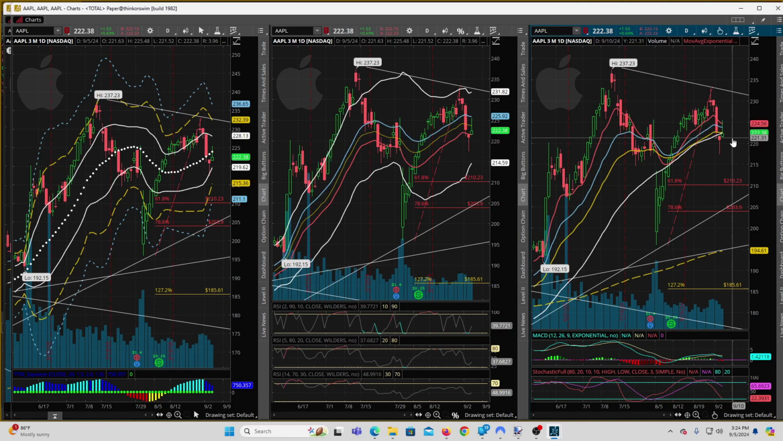Truthfully, I like Apple, and if I can find decent points to get into it, again, I've got support here, I think, and there should be support right here in this gap also. But if it were to break below this, then it could certainly move down into this area, and especially this trend line, this 61 and this 78 retracements on the weekly could certainly hit those.